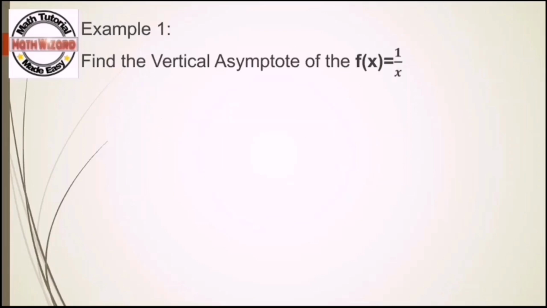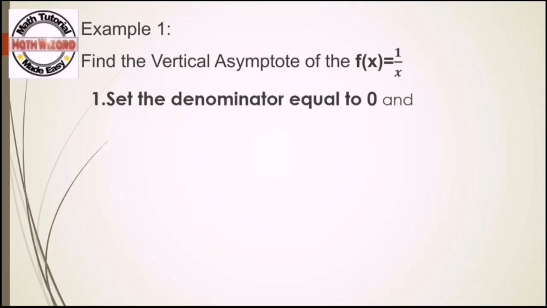Example number 1. So what we will do is to find the vertical asymptote of the function 1 all over x. So again, this is the first step. Set the denominator equal to 0. Let us rewrite so that it is clear for us, because there are some students who don't know what is the numerator and what is the denominator. So based on 1 over x, our numerator is 1 and our denominator is x.